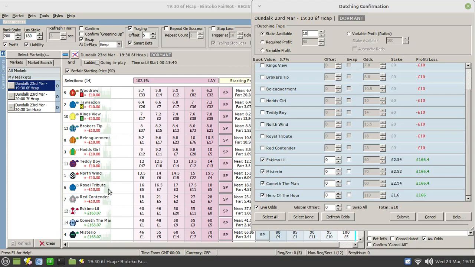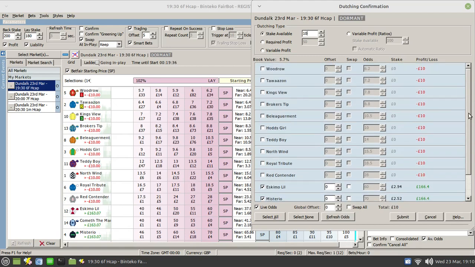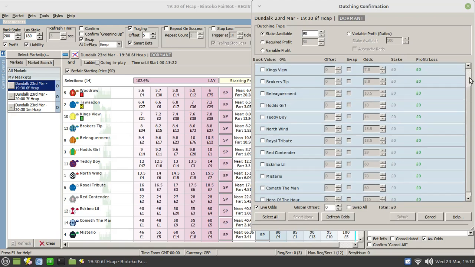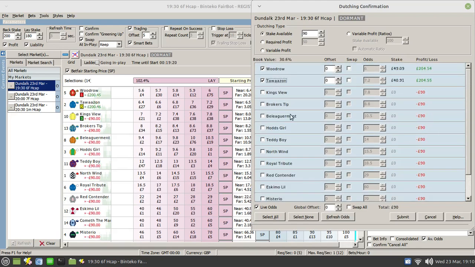Okay, so if we were then to select our, actually I need to cancel those first. So keeping that in mind, 164 on those runners. So we now have the remainder available for the rest of our Dutch. So we've got £90 to play with. So if we put the £90 on those, you'll see that we have £204 or £200 available there.